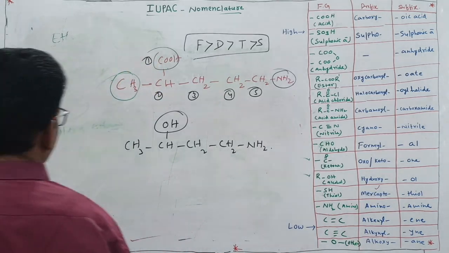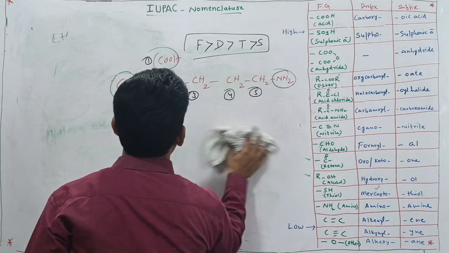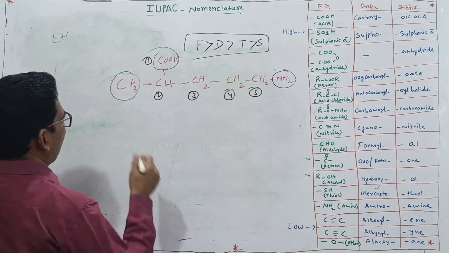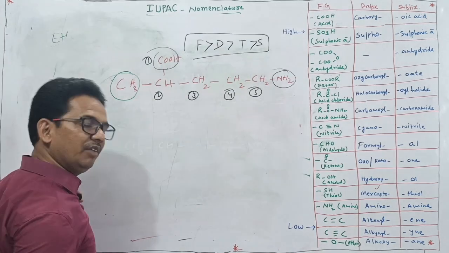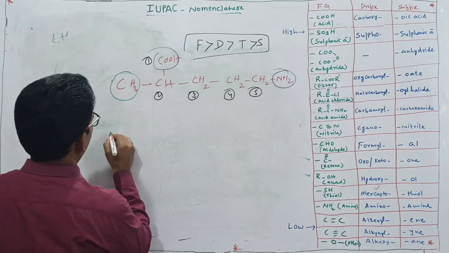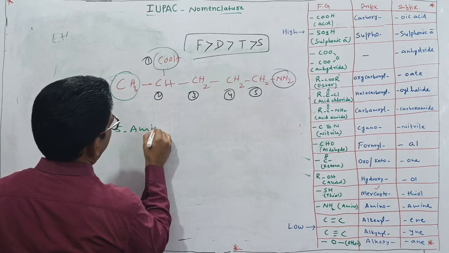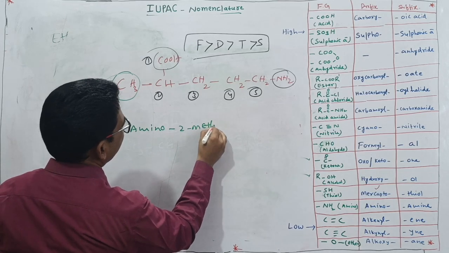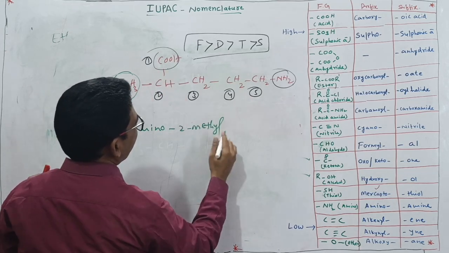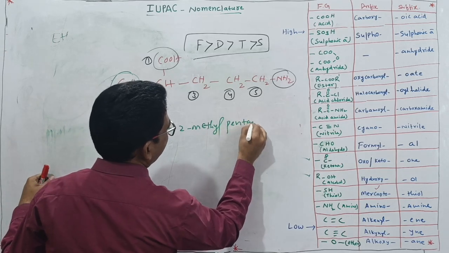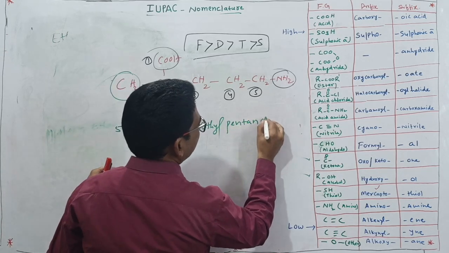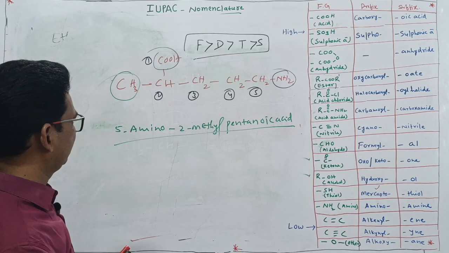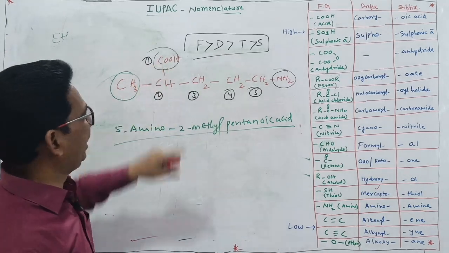Then what is the name for that? Fifth position amino. Then second position methyl. In alphabetical order, which will come first? Amino. 5-amino. Which position is the methyl in? 2-methyl. How many carbons are there? 5. Pentane minus e plus oic acid, that is pentanoic acid. 5-amino-2-methylpentanoic acid.